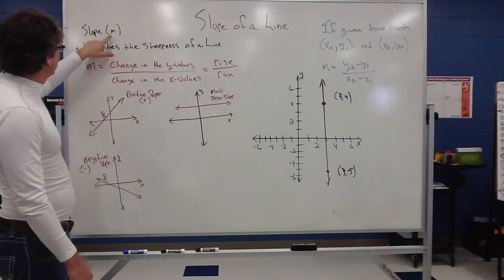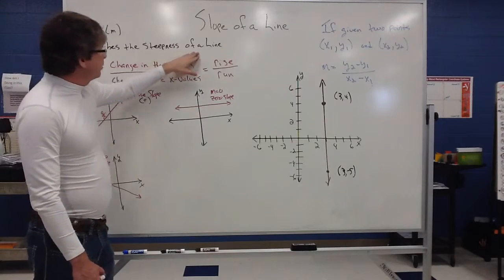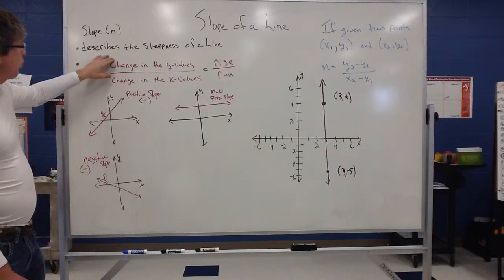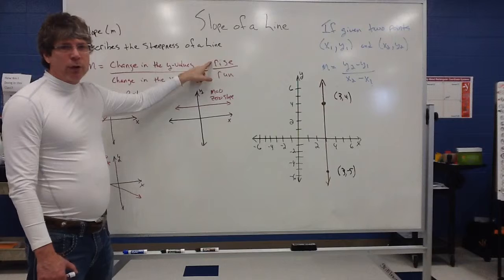So slope, again, we're going to use the letter M to denote slope in algebra. It's going to again describe the steepness of a line. We also mentioned that slope is going to be the change in y values over the change in x values. Commonly that's referred to as rise over run.